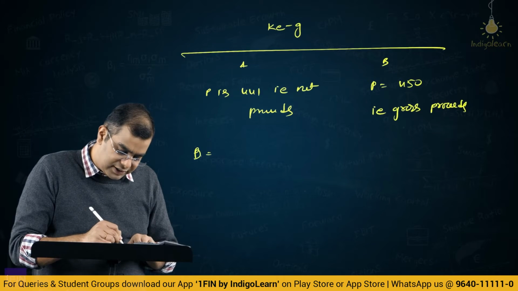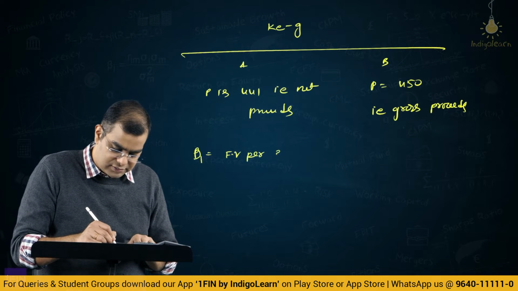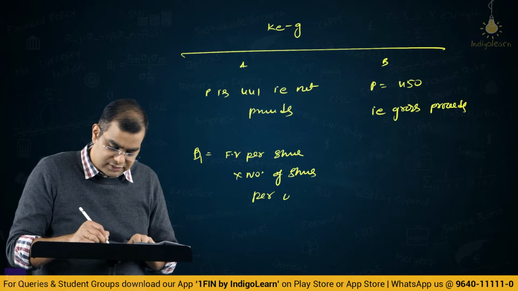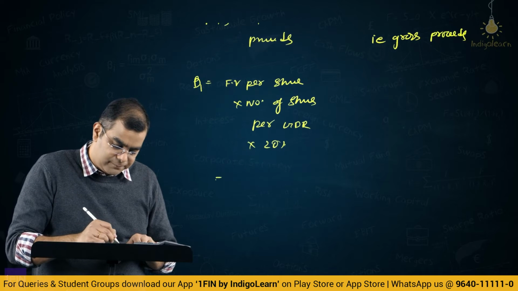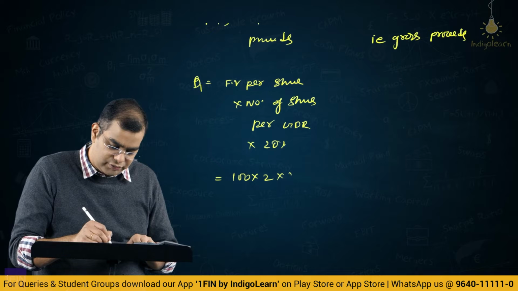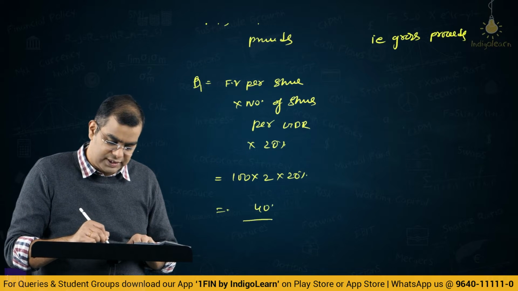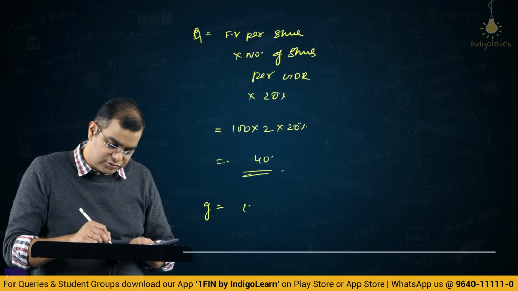So D1 is equal to face value per share into number of shares per GDR into 20%, right? So this will be 100 into number of shares per GDR, which is 2, into 20%. 200 into 20% is how much? 40 rupees, right? This is D1. Then G is equal to how much? Growth rate. Growth rate is 12%.